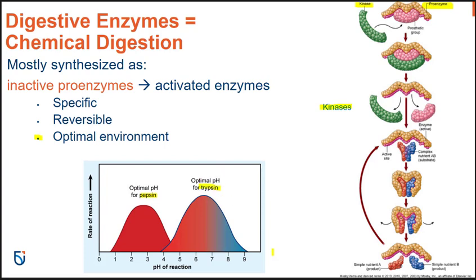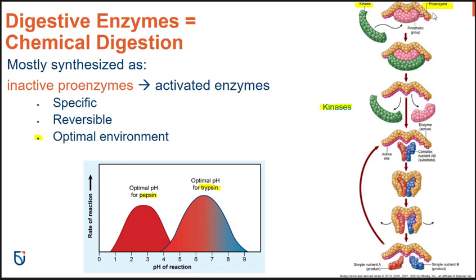Pepsin operates within a low pH range, whereas trypsin operates within a higher pH range. Both are protein digesting enzymes. Pepsin is a gastric secretion and trypsin is a pancreatic secretion, as you'll see soon. But I wanted to go back to this diagram here to remind you of proenzymes and kinases, but to show you how they actually function.